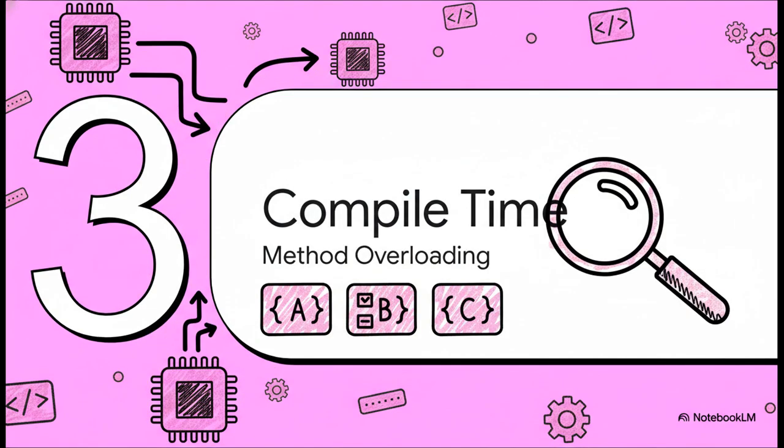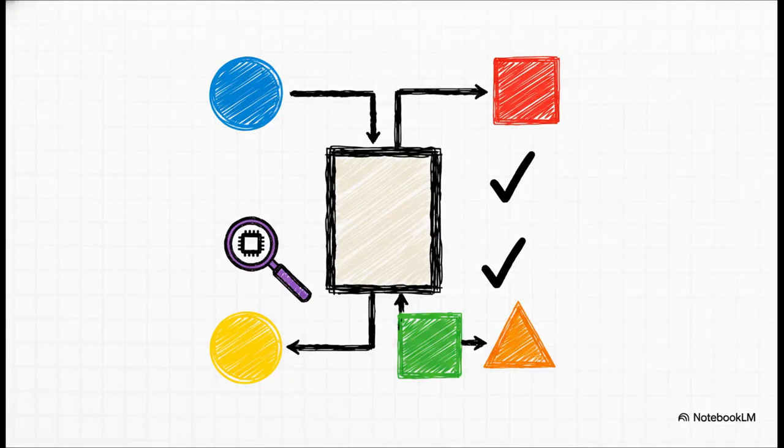First up, we've got compile time polymorphism. You'll hear this called method overloading or sometimes early binding. And just like the name says, the decision about which exact method to call is locked in when you compile your code, long before anyone ever hits run. So how does the compiler figure it out? The rule is actually pretty simple.